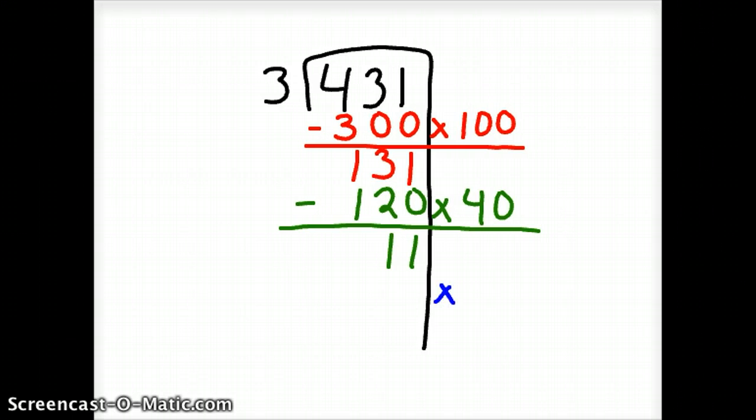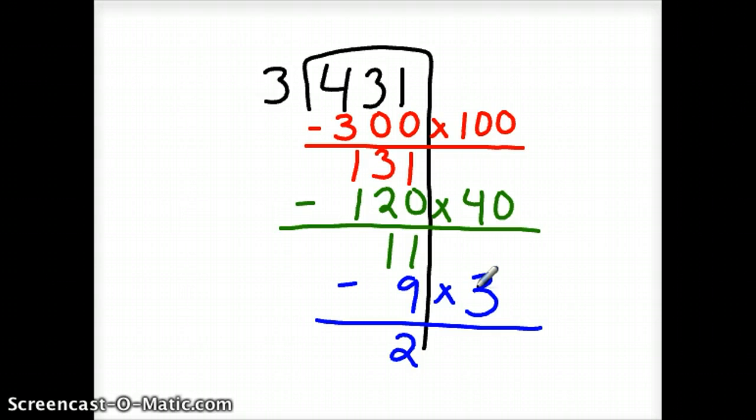I'm looking for the largest group of ones that I can do in the ones place. And I know that I can do 3 groups of 3 and get 9. If I did 4 groups of 3, that would be 12, and that's too many. So 3 groups of 3 is 9. And so I'm going to take 9 out of that 11. And when I do, I'm left with 2 left over.